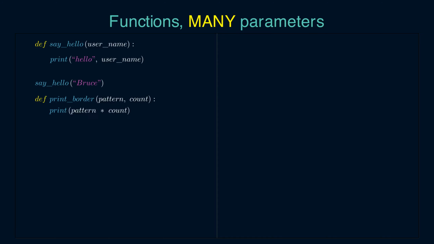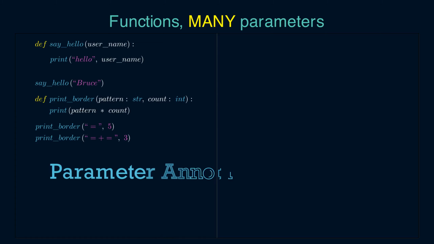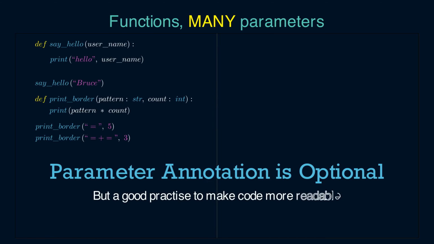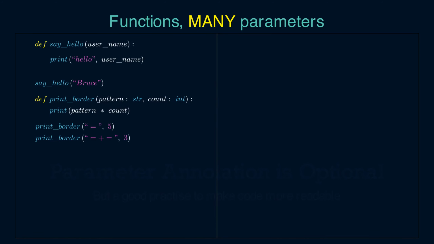Similarly, we can define functions with multiple parameters. The first parameter is expected to be a string, and the second, an integer. We can include this information in the function definition. This annotation helps us to easily understand the expected parameter types.